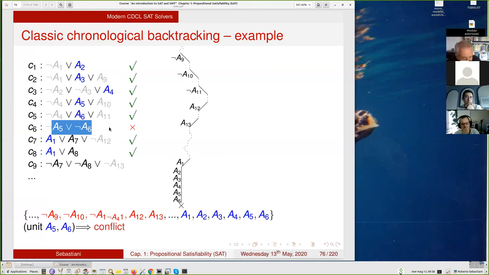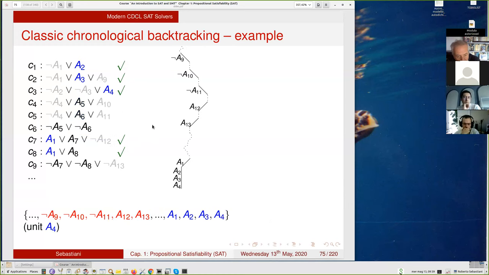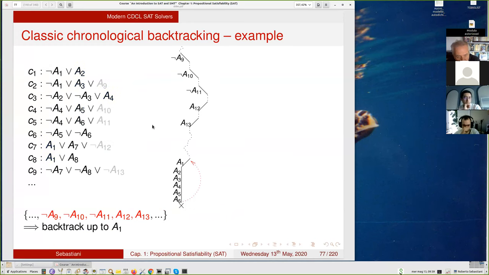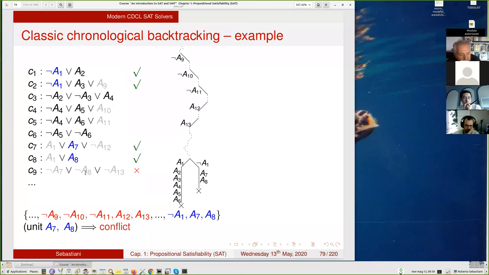Now what happens? Now we backtrack. The most recent open decision is A1. So we pop all those decisions. We pop A1, we pop all those decisions, and we assign A1 to the opposite value, and label this as closed. And go ahead. Now you have assigned not A1, this means that those two clauses are true, but now these two clauses here are unit. And by unit propagating them, this makes this clause false.